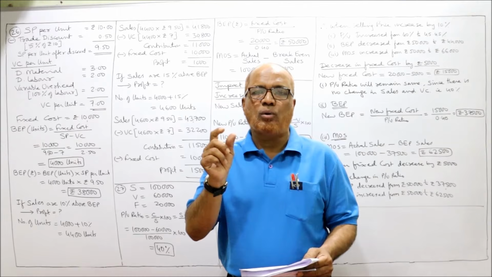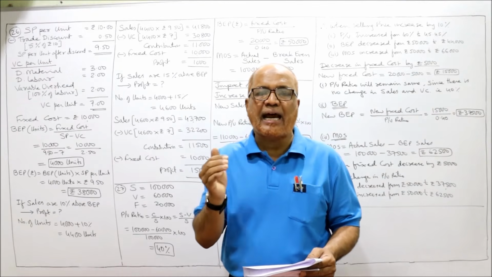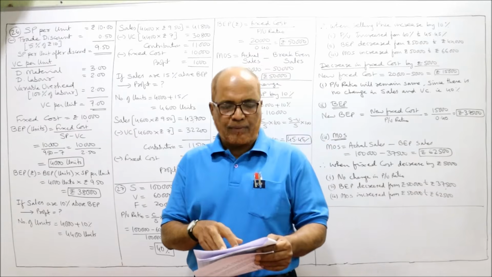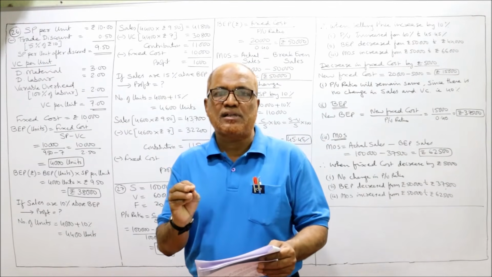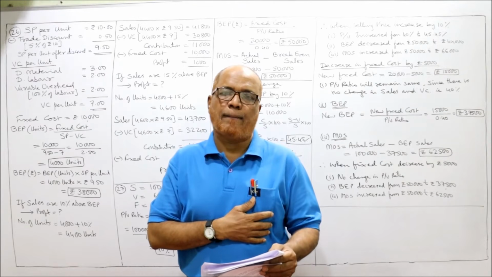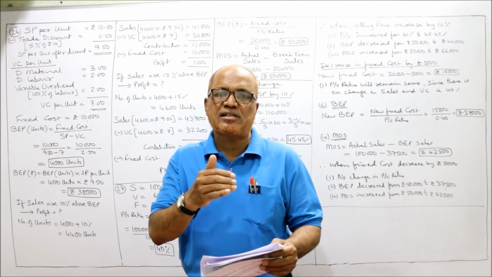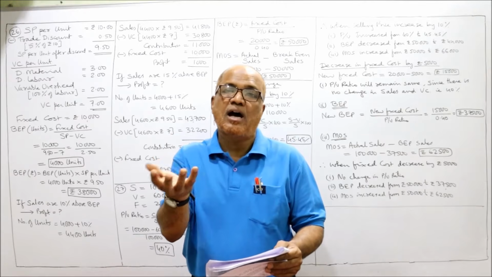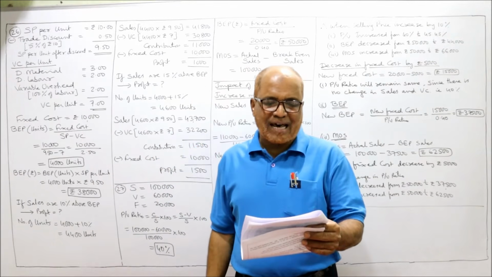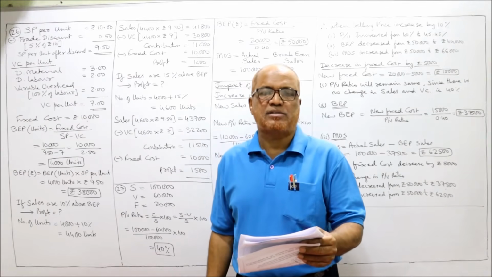Remember, trade discount will be deducted from the catalog price, selling price. So selling price 10 rupees is there and trade discount 5%. So 5% of 10 rupees is 50 paisa. So we deduct the trade discount and we find out what is the selling price after discount. Then direct material cost per unit 3 rupees, direct labor cost per unit 2 rupees.